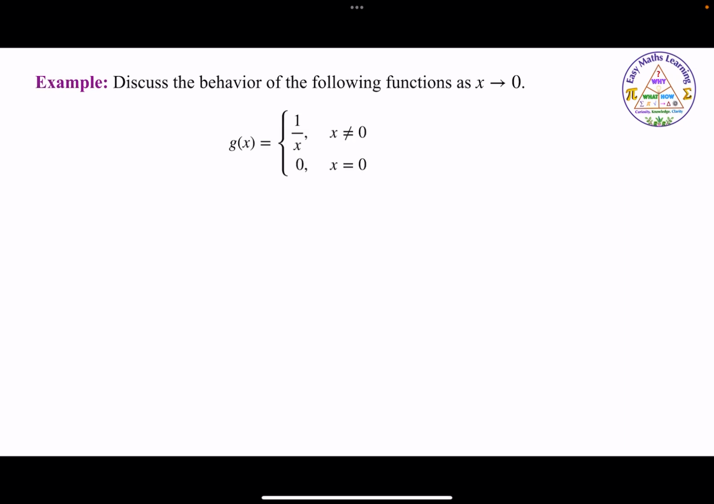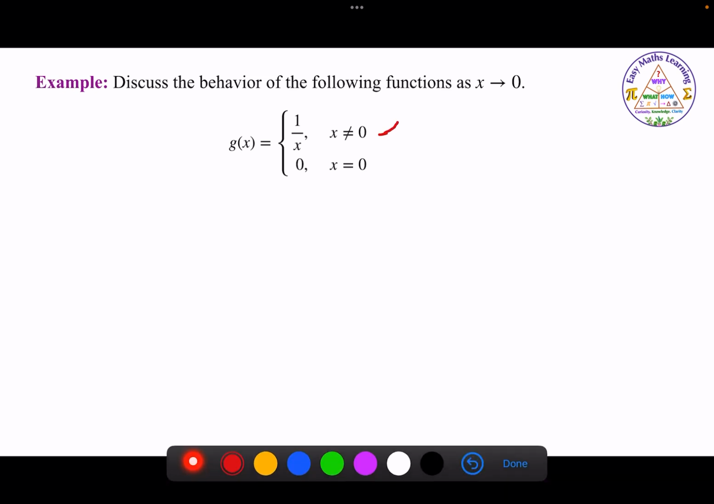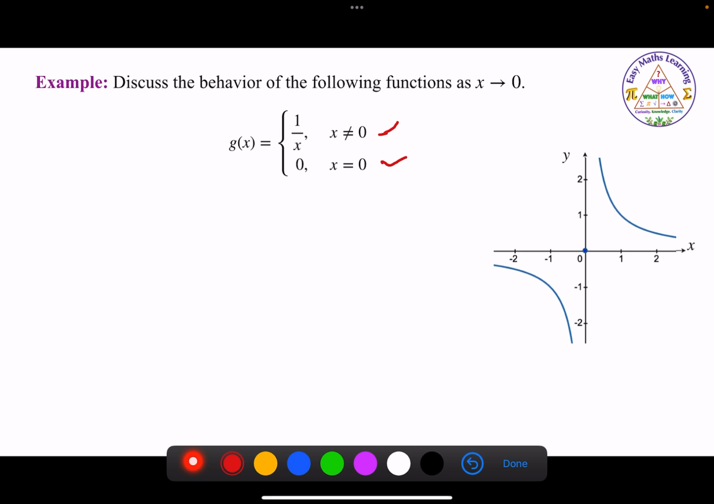Next, let's see another interesting example. Here the function is defined as g(x) equal to 1 by x for x not equal to 0, and g(x) is 0 for x equal to 0. This function is called the reciprocal function. You can see the graph of this function here.